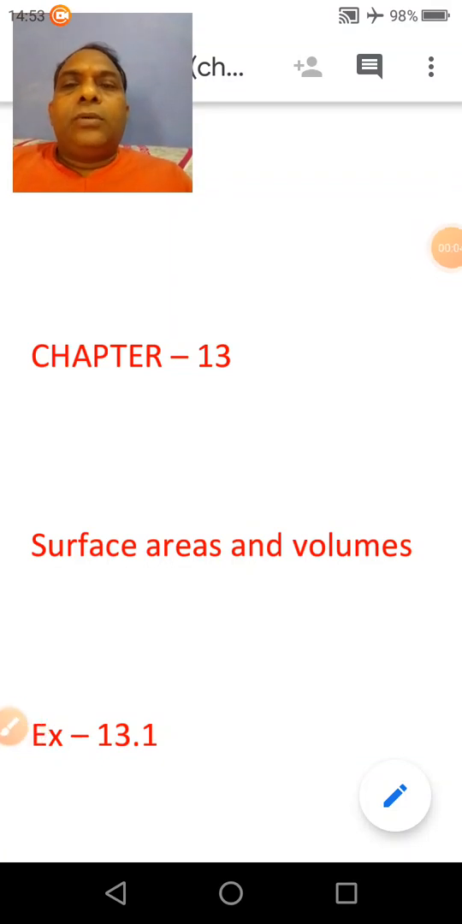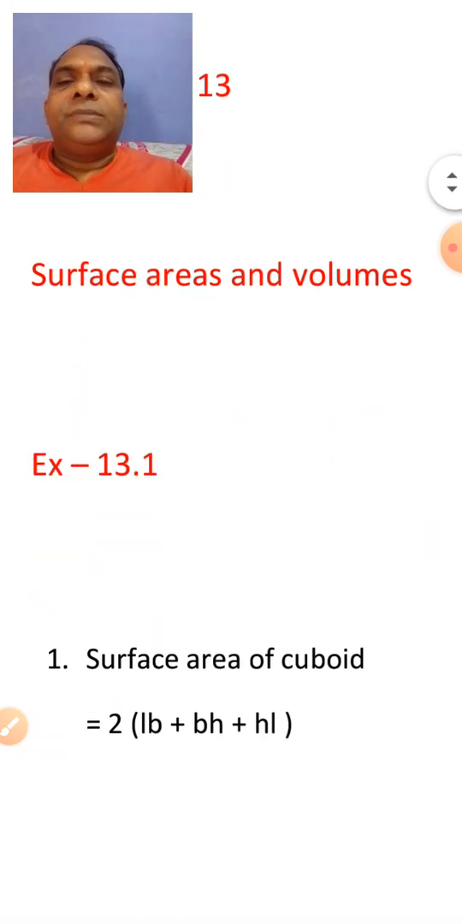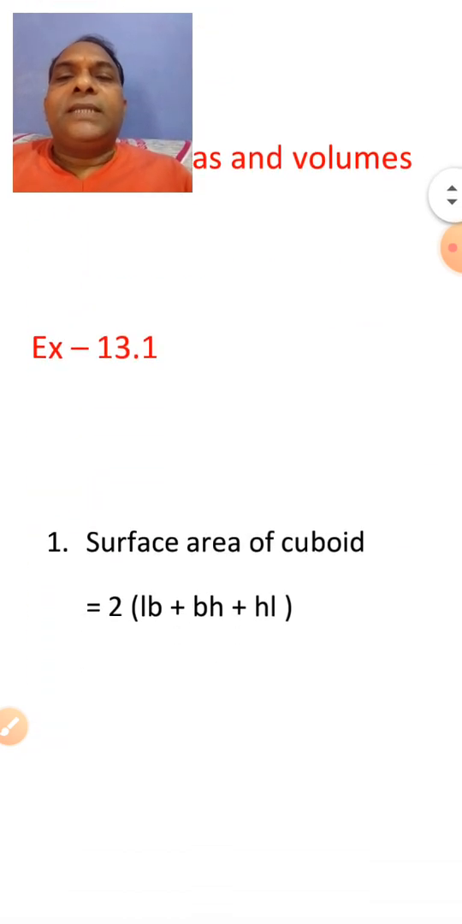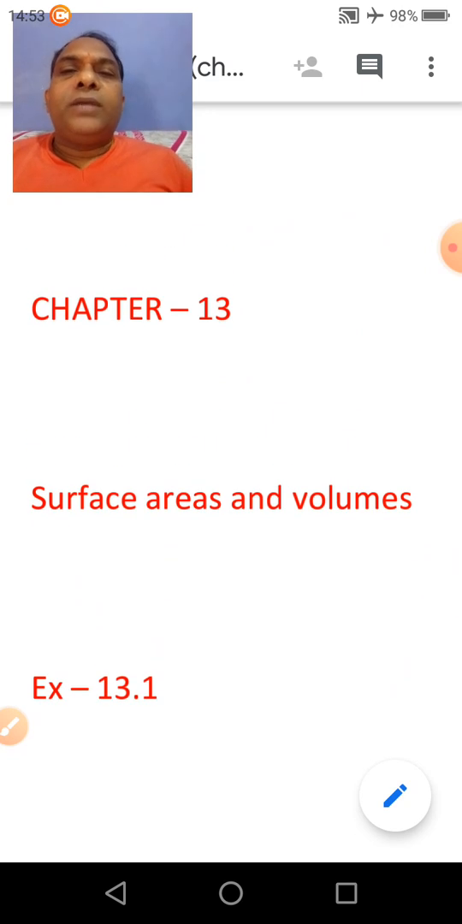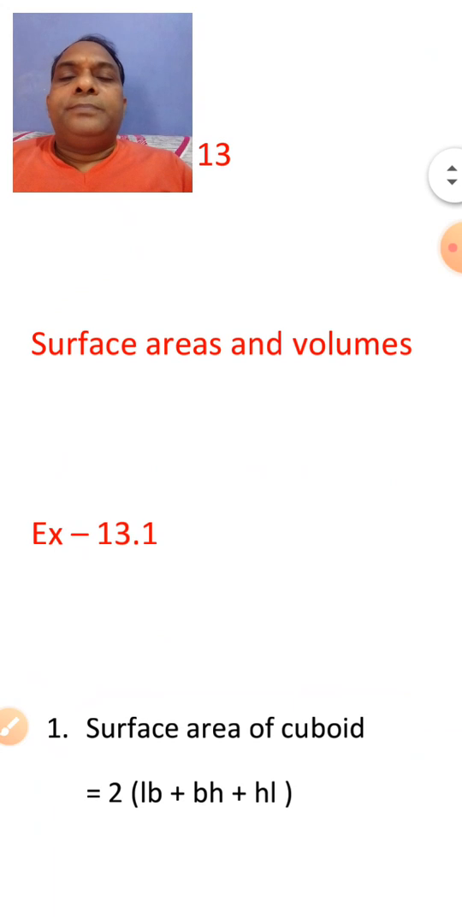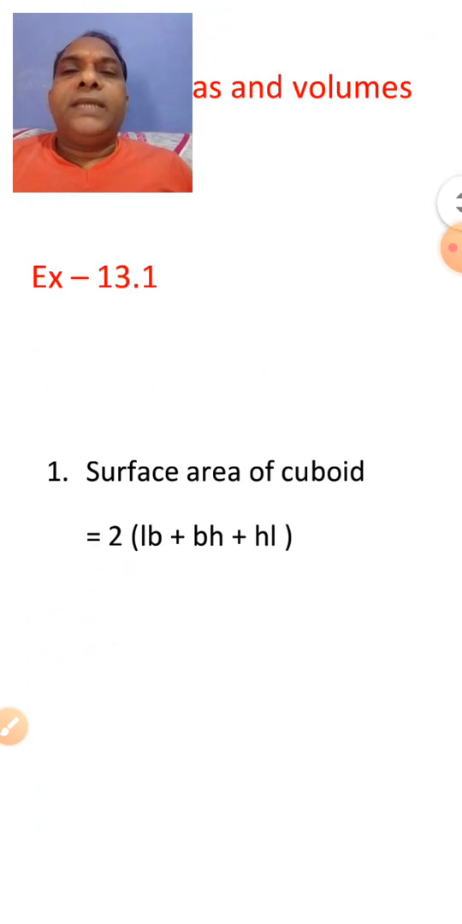Now, the next chapter is chapter number 13, Surface Areas and Volume. In this chapter, its first exercise 13.1. In exercise 13.1, we are going to learn about surface area of cuboid and surface area of cube.